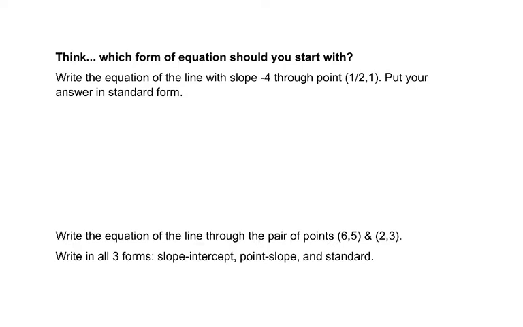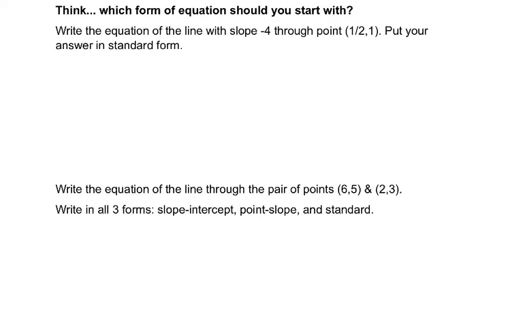All right, so the thing I want you to focus on is to think about which form of your equation you should start with. So far we've had point-slope form, slope-intercept form, and standard form. Our first one says, write the equation of a line that has a slope of -4 and goes through the point (1/2, 1). Put your answer in standard form.